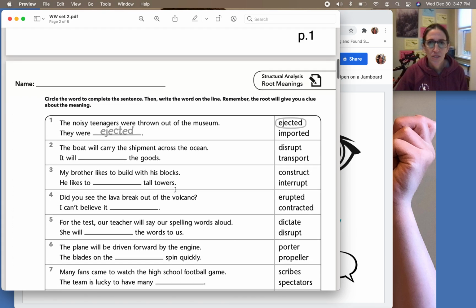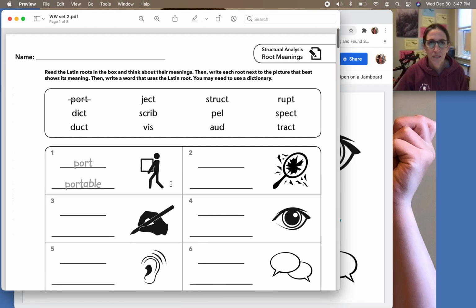On page 1 of your word work, you're going to read the Latin roots and think about their meanings. Then write each root next to the picture that best shows its meaning. I'll give you a hint. I just told you all the answers. So if you need to scroll back to the beginning of this video and sit with page 1, you can use all of my examples and meanings. It's okay to take mine because this is kind of hard. You can also think of a different word if you think of one.